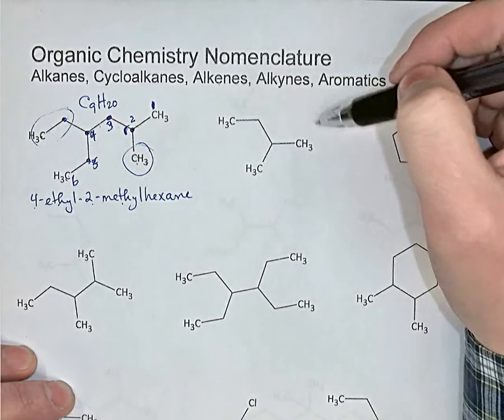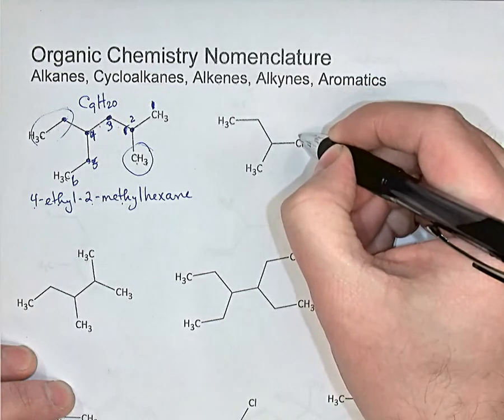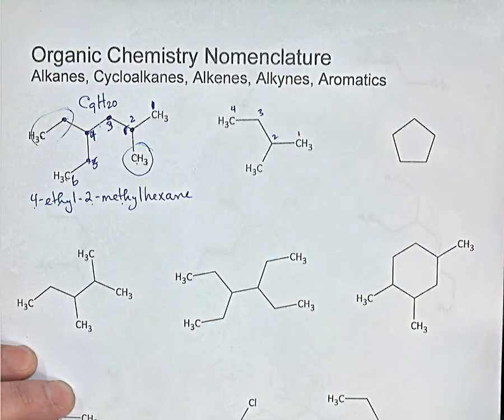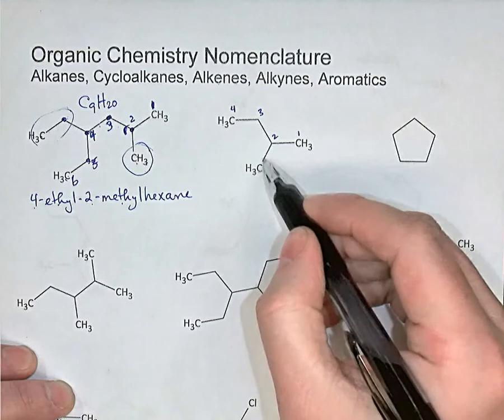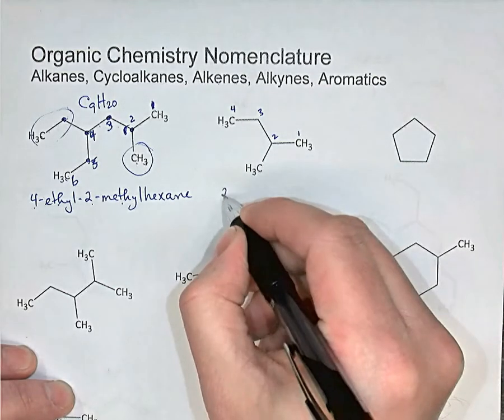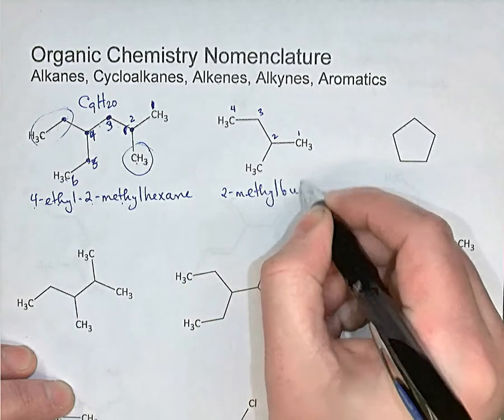The parent chain here, starting numbering at the end closest to the branch, so I'll start at this end. This is carbon 1, carbon 2, carbon 3, carbon 4. So that's a butane. And on carbon number 2, there's a single carbon branch, and that's called methyl. So this would be 2-methylbutane.